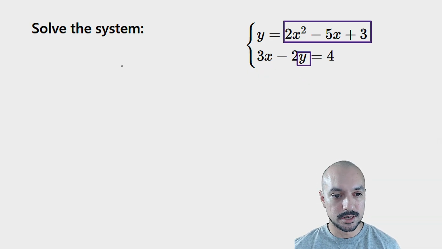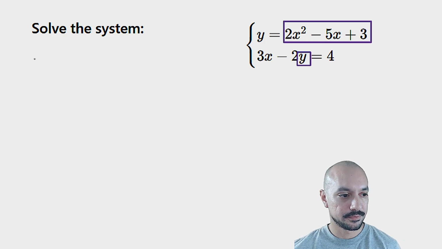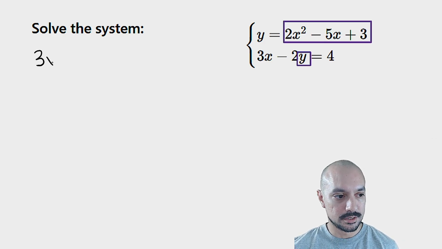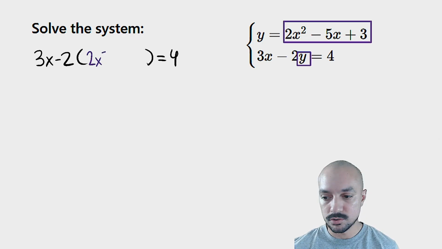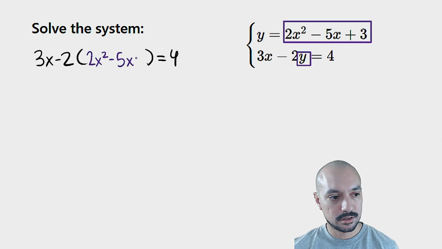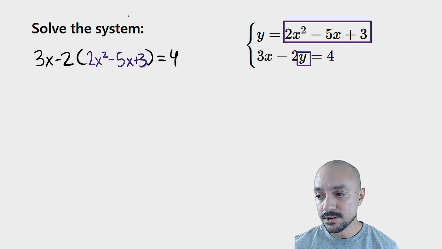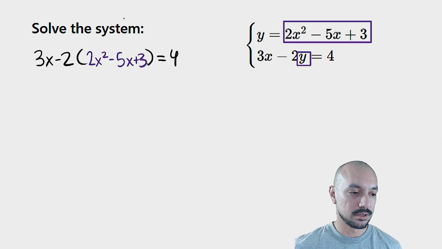Let me go ahead and substitute the purple. So I'm going to say 3x minus 2 times y. I'm going to leave a big gap to plug in y there. And all of that is equal to 4. So in this case, I'm going to write y, and I'm going to represent y as 2x squared minus 5x plus 3. And now I have a nice solvable equation for x.